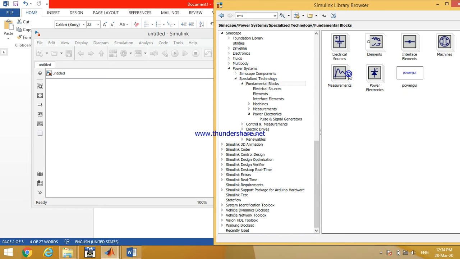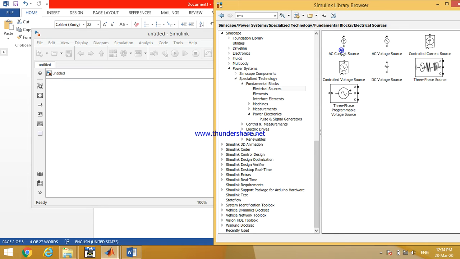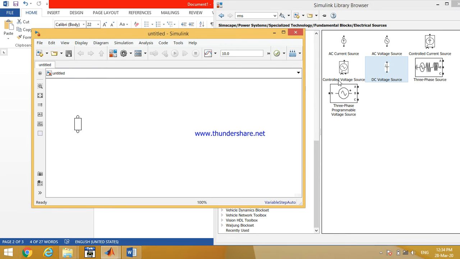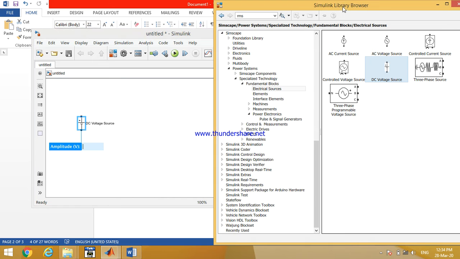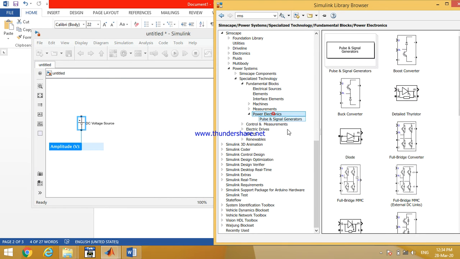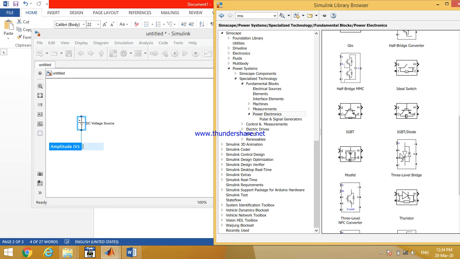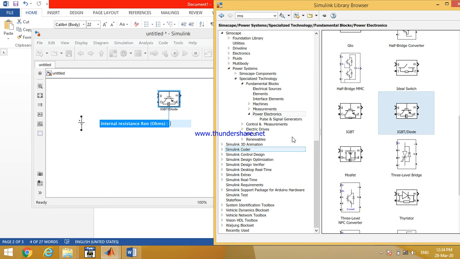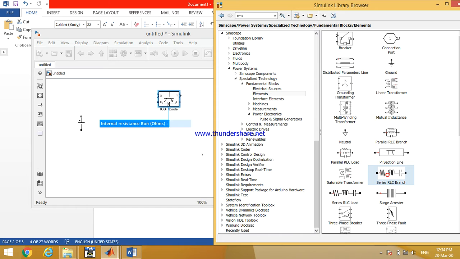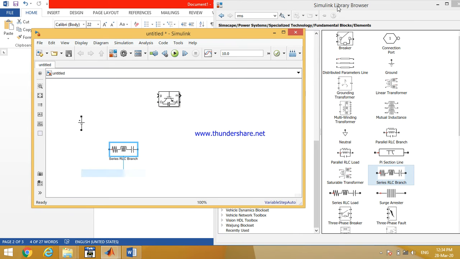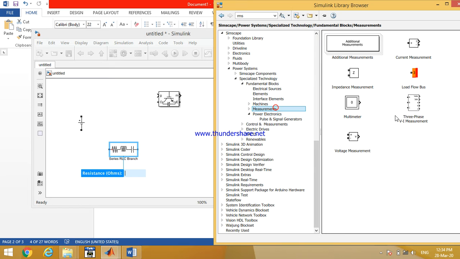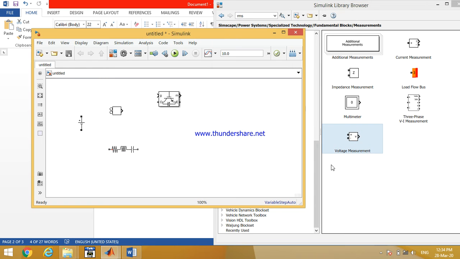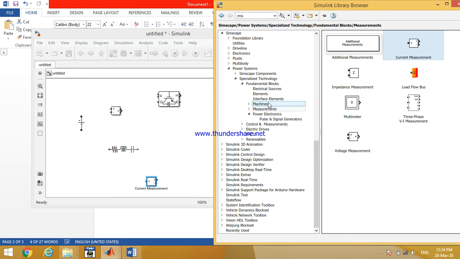specialized technologies, fundamental blocks. So first of all we require the electrical source, so DC voltage source, right? Then we require the IGBTs as our switching devices. So we'll take IGBT with anti-parallel diode, right? Now we require the load, so from the elements we'll take the series RLC branch to make the load. To measure the output voltage and current waveforms, we'll select voltage measurement and current measurement blocks, right?